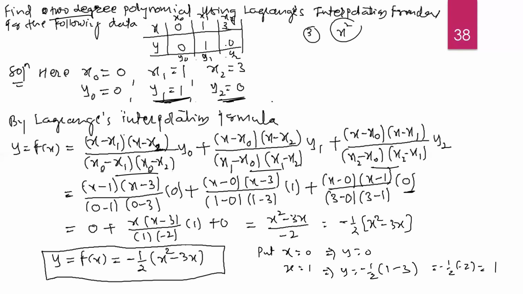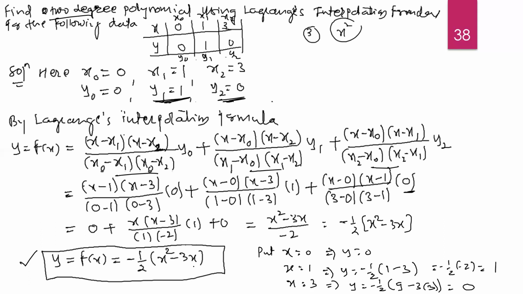Now put the next value, x is equal to 3. We get y is equal to minus 1 by 2, 3 square is 9 and 3 into 3 is 9. 9 minus 9 is 0. So we get 0. The calculated polynomial is correct. In this way, we can verify.